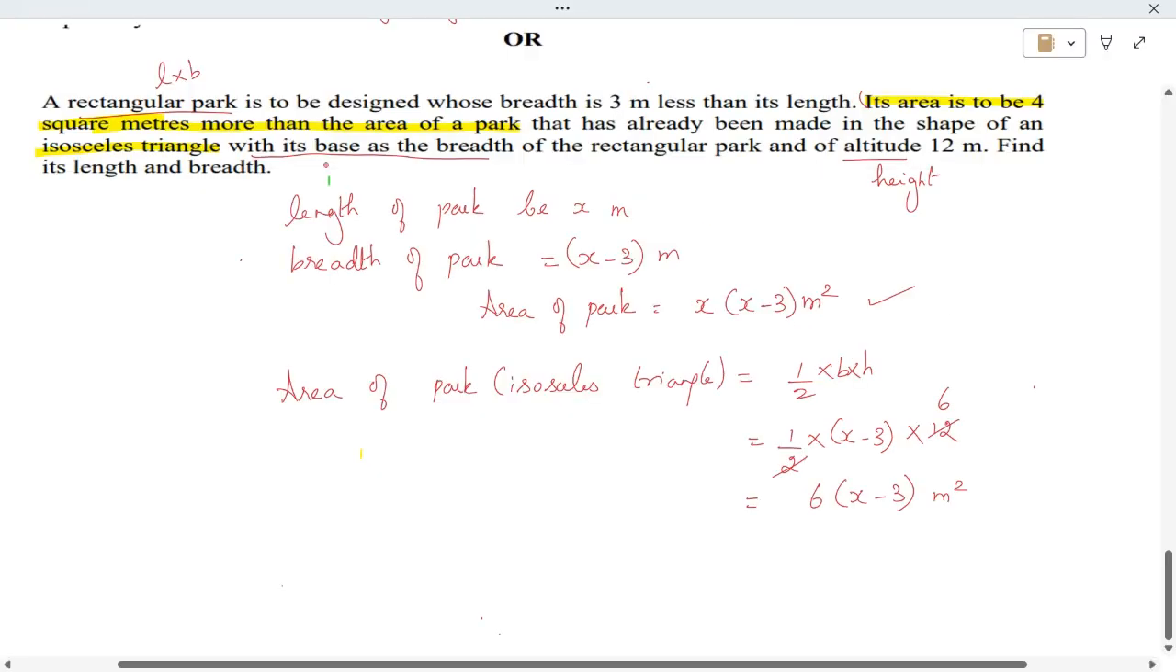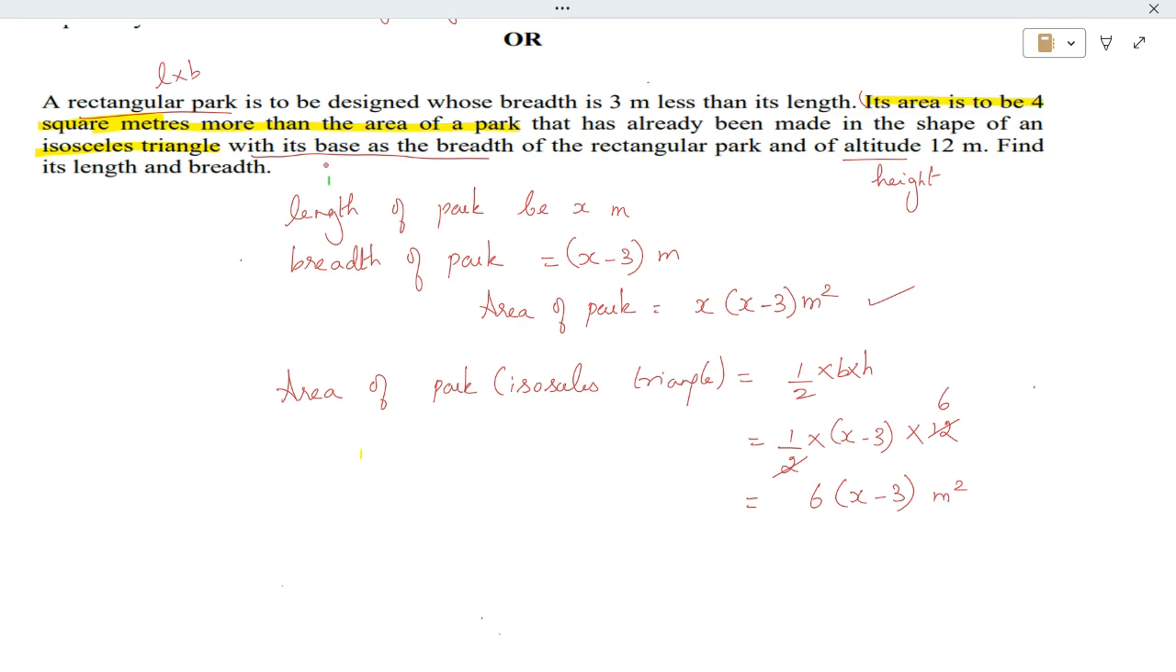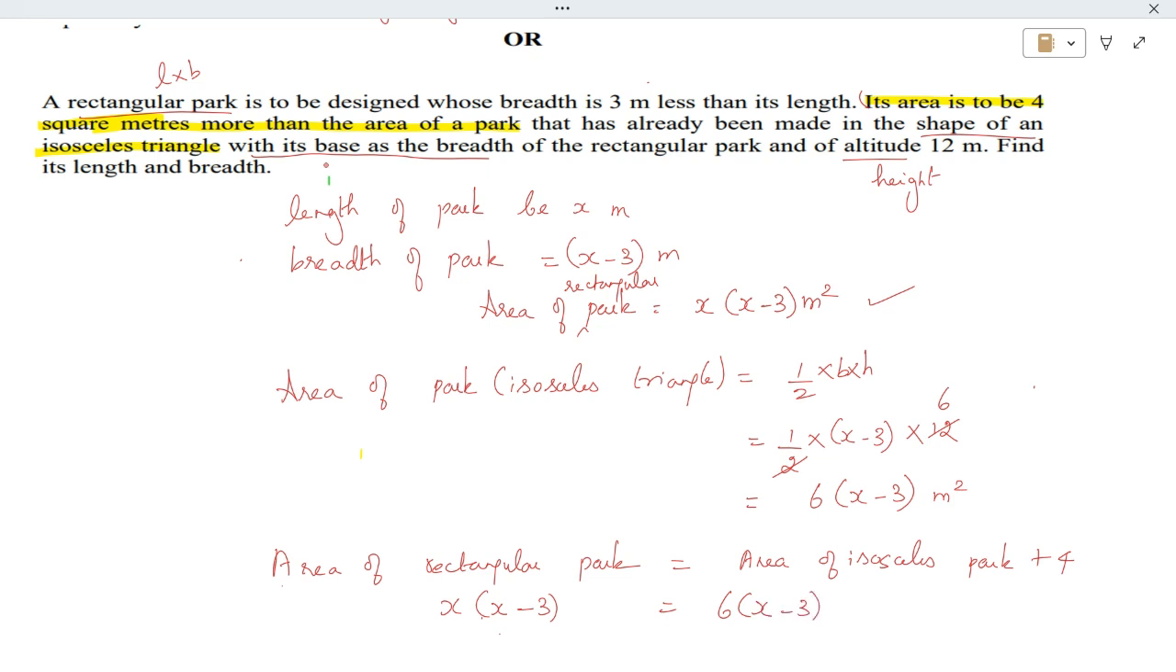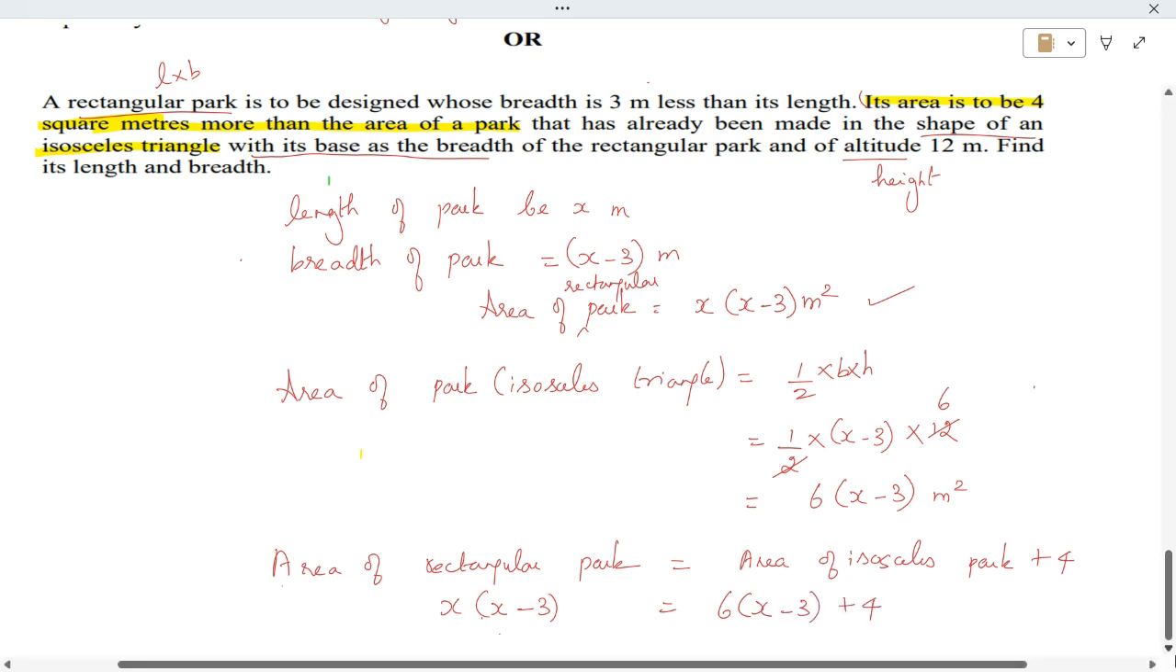Now come to the second part of the question, which has been highlighted in yellow. Its area is to be 4 square meter more than the area of a park that is in the shape of an isosceles triangle. So they have given me the clue, area of rectangular park is going to be 4 square meter more than area of an isosceles park. So area of an isosceles park plus 4, isn't it? So now I am just going to substitute the area which I got from the previous values. So x into (x minus 3) is the area of a rectangular park, isn't it? Let me write this as rectangular. That is equal to area of isosceles triangle park, which is going to be 6 times (x minus 3) plus 4. So now just evaluate the bracket.